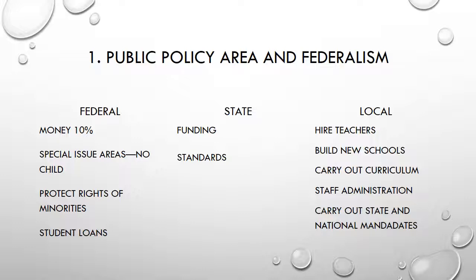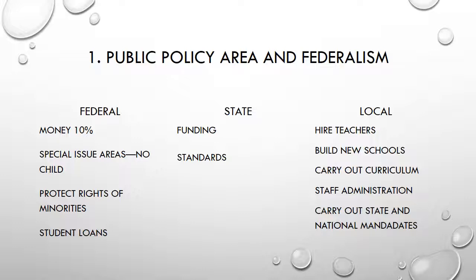And then the local government is involved with everything else. The local school district is really primarily responsible. In some places like Chicago, it's the city government, but in most places it's a special district called a school district. We'll talk more about that much later in the class. But local government has the prime responsibility for education.